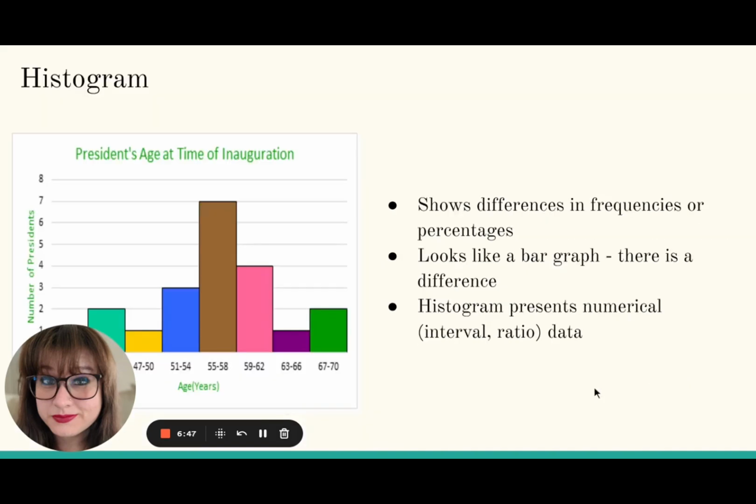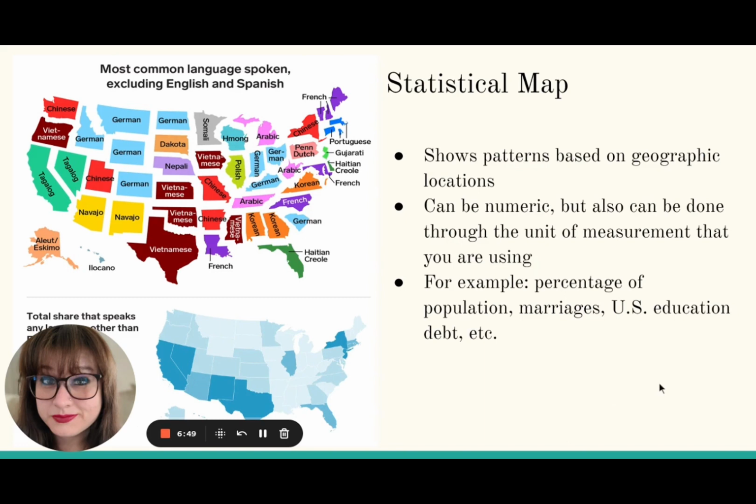So that's the difference between a histogram and a bar graph, and you will be creating them as well. Now, a statistical map is a little different, and it's a map of statistics. Essentially, we're looking at what patterns are based off of geographic locations. It can be done through any unit of measurement, because you're looking at what's going on.